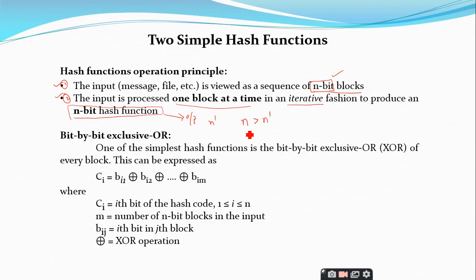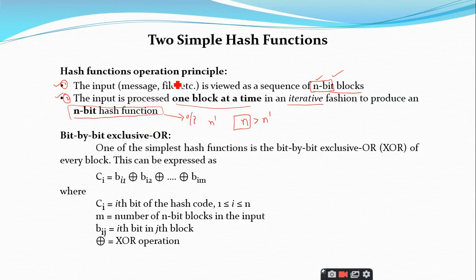In the previous session also we have told that the number of bits of the input should be greater than the number of bits of the output. So, these are the basic principles on which the hash functions operate. Very simple. The first one is the input is viewed as a sequence of n bit blocks. The input is processed one block at a time in an iterative fashion to produce an n bit hash value.